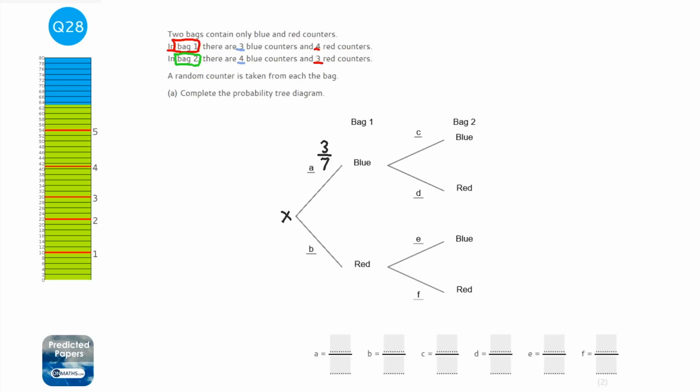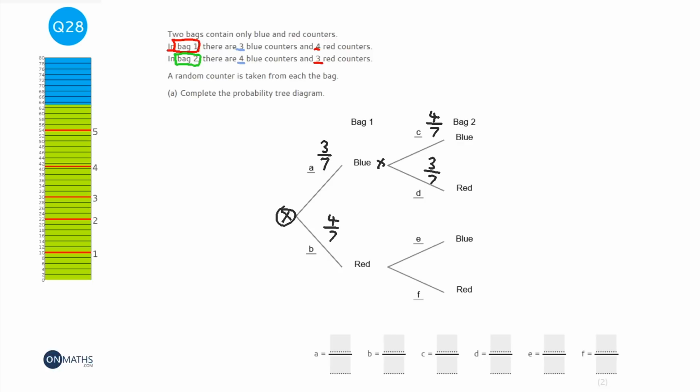So we move on. We've picked a blue from bag 1, so we're currently here, and we look at bag 2. In bag 2 there are 4 blue counters and 7 in total. Let's go back to if we picked a blue in bag 1. Well, we could have picked a red in bag 2. So there are 3 reds out of 7. Now let's go all the way back to the start and let's pretend we picked a red from bag 1. What's the probability? Well, there's 4 red and 7 in total.